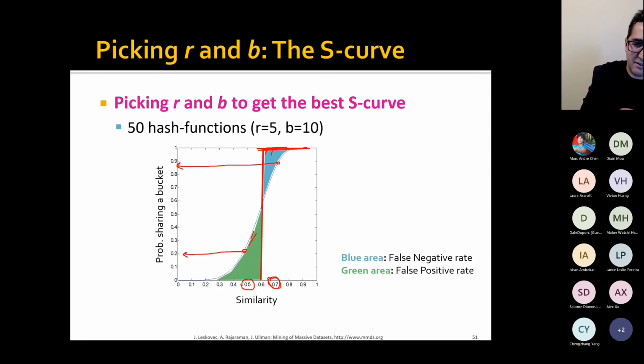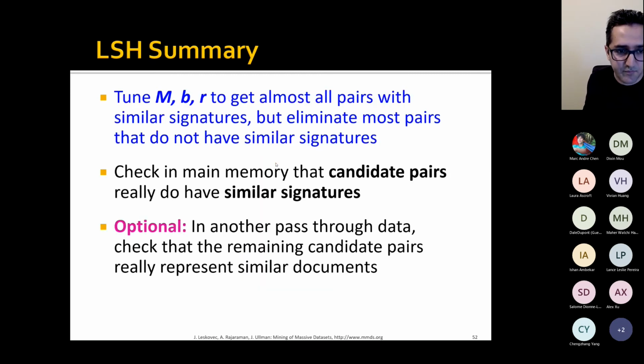False positive, the green area is okay. So when you adjust the plot, it's better to minimize the blue portion. The green portion can be fixed because we can double check to make sure. A false positive claims that they are candidate pairs, and I can double check to make sure they are really candidate pairs or not. But if we miss something, if it doesn't tell me a pair exists, then there's no way I know about them, right? So we really want to minimize the blue area.